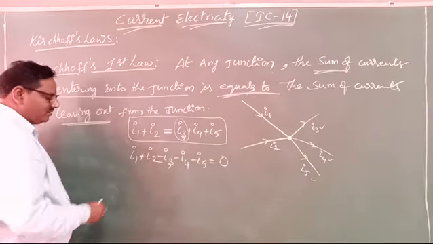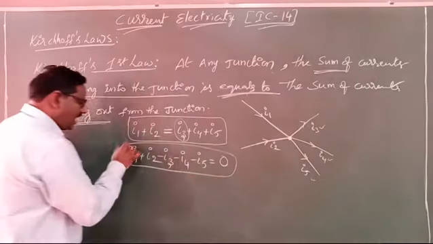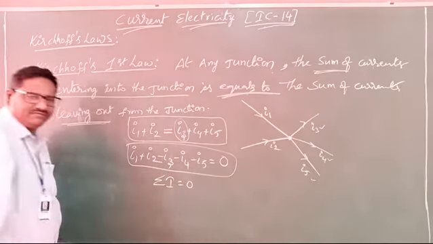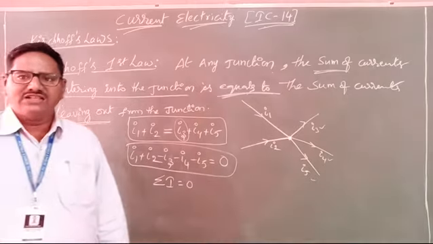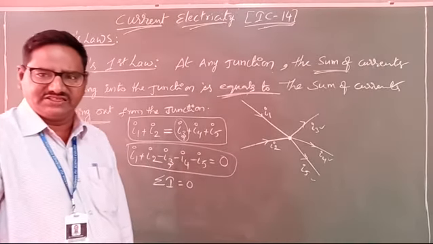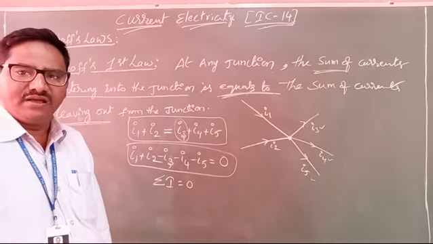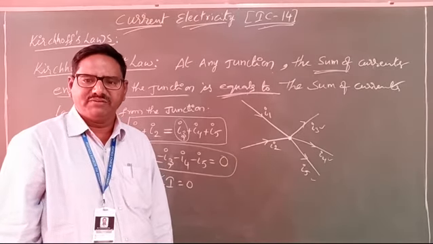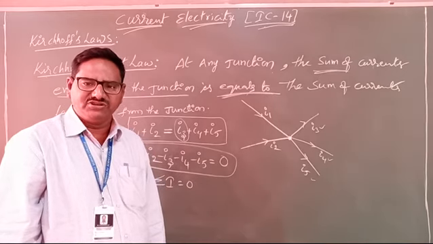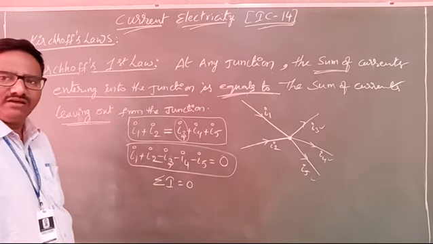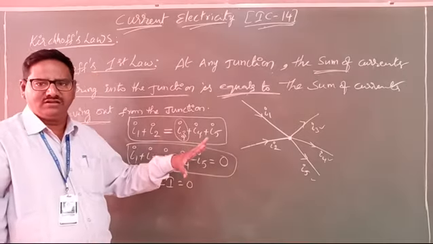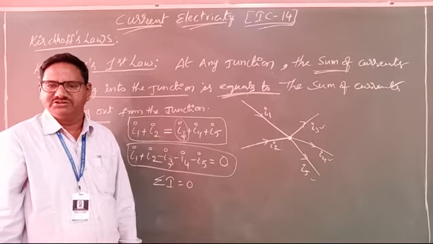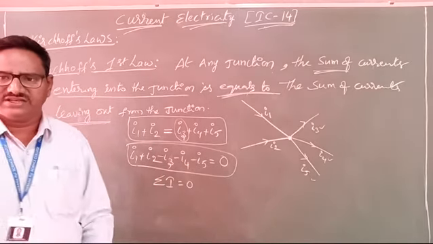Now, according to this, I write one more: sigma I equals 0. That means the algebraic sum of currents meeting at a junction is equal to 0. These are all about the first law. By applying this junction rule, we will solve some objective sums. Later we will discuss.